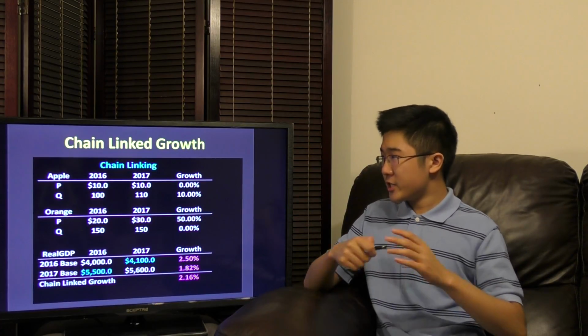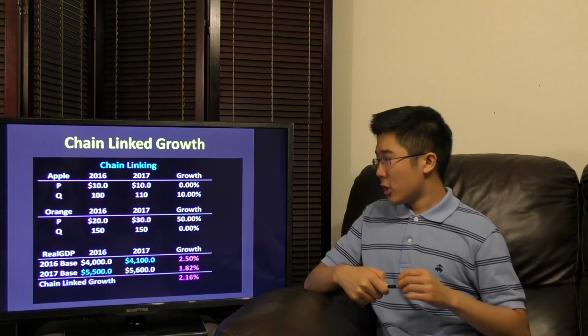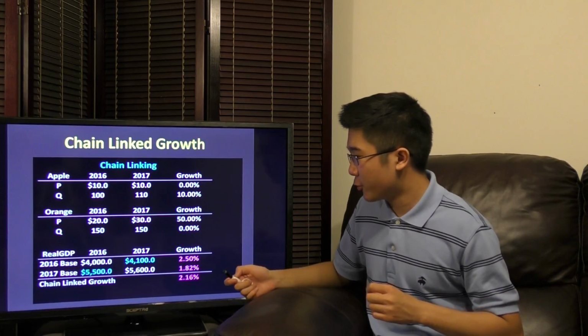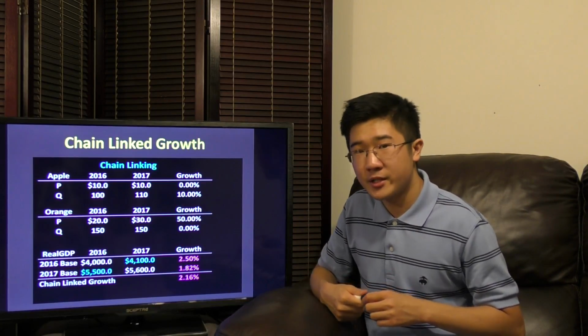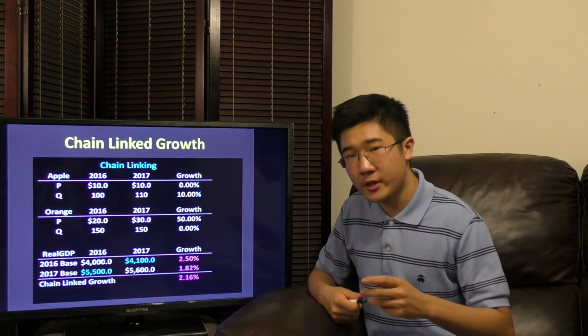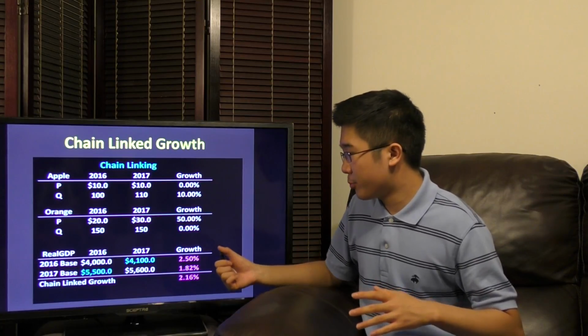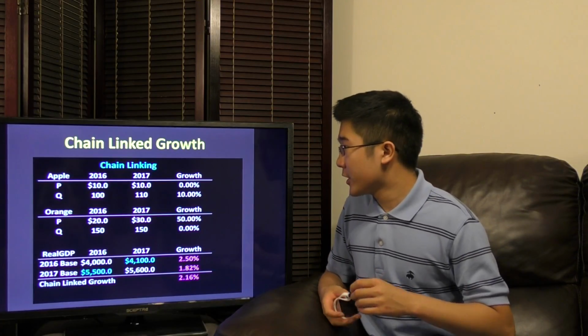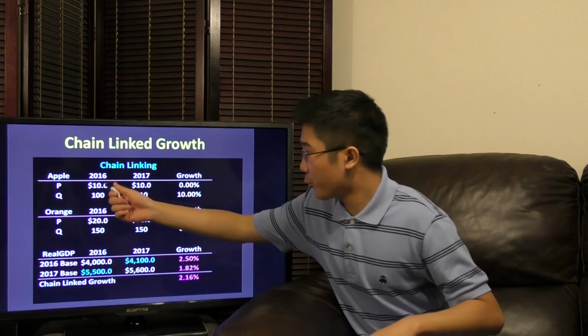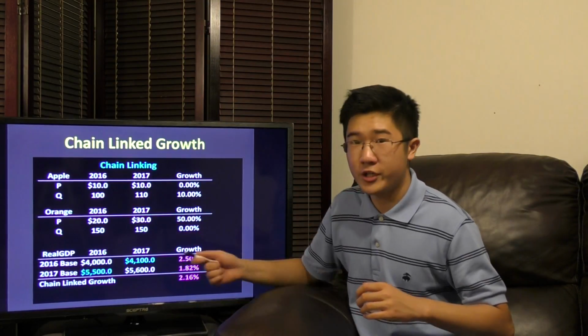So in this base, generally speaking, to find the growth between 2 different years, you're going to use each year as a base year, and then find the real GDP accordingly with that base year, and then average out the 2 base year growths. So here in chain linking, for instance, we're looking at 2016-2017 GDP growth, and we're only looking at apples and oranges in the GDP.